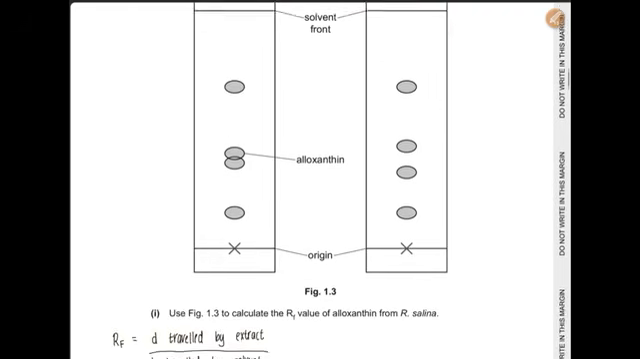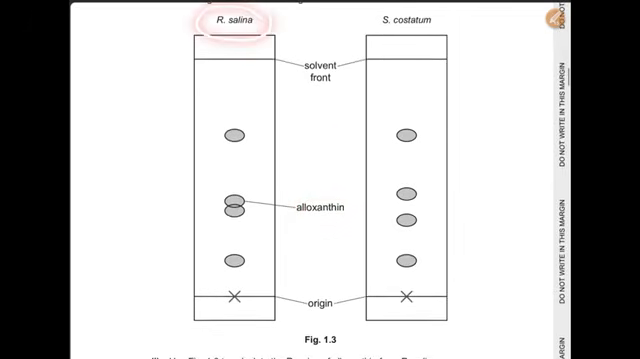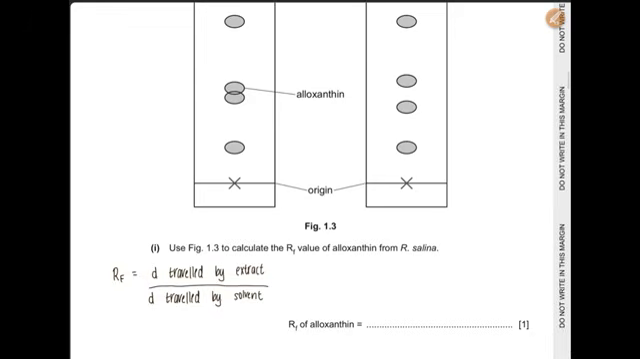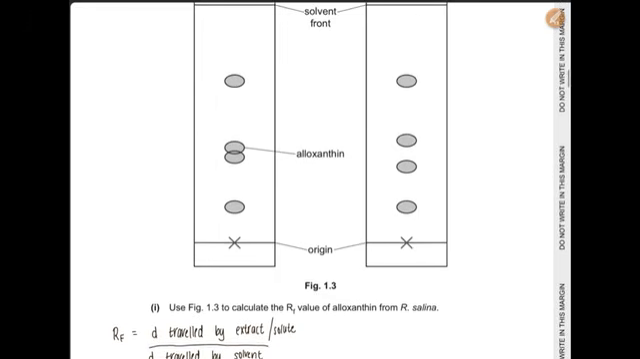The question says, use the figure to calculate the RF value of alloxanthin, this one from R. salina. Remember, R. salina is mentioned there. Now, remember the formula for RF value. This is the distance traveled by the extract, or the distance traveled by the solute, divided by the distance traveled by the solvent. So what is the distance traveled by the solute? This is going to be from the origin all the way to the center of alloxanthin. So over there, it's going to be this much.